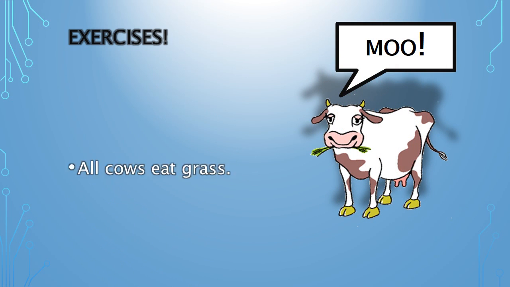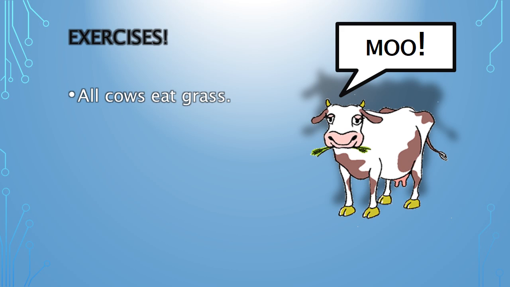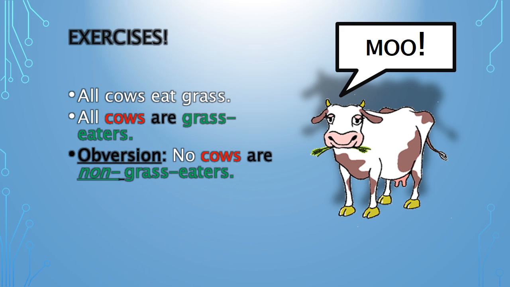How about this one? All cows eat grass. Well, we're going to convert that into an A sentence, of course. So all cows are, we'll say, grass eaters. Now, what can we do with this? Well, obviously, obversion works with everything. So we're going to change the all to a no, and then we're going to change grass eaters to its complement. What do we wind up with? No cows are non-grass eaters. And that's true, and it's logically equivalent to our first statement.